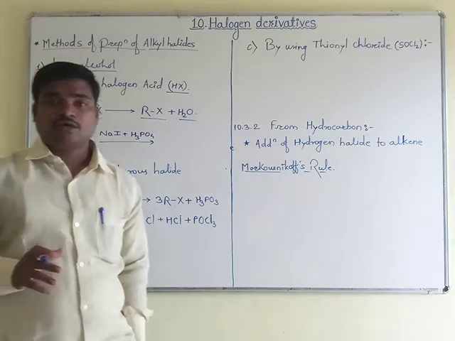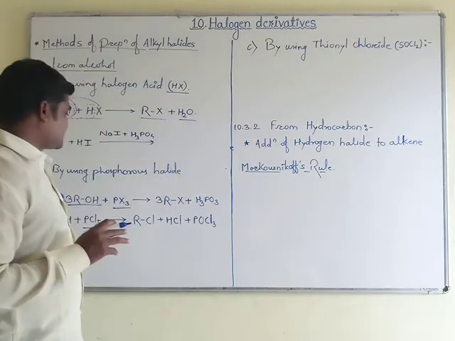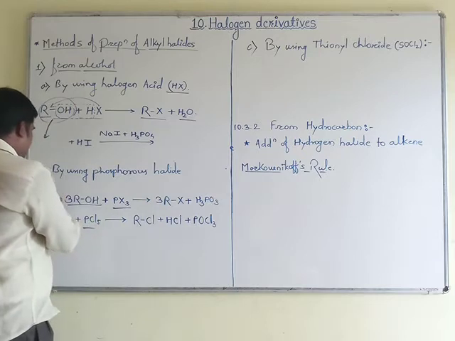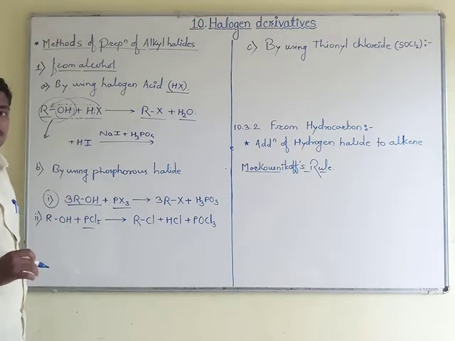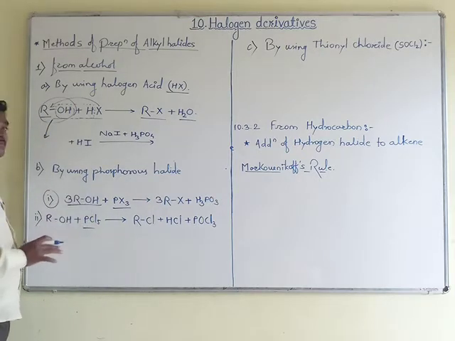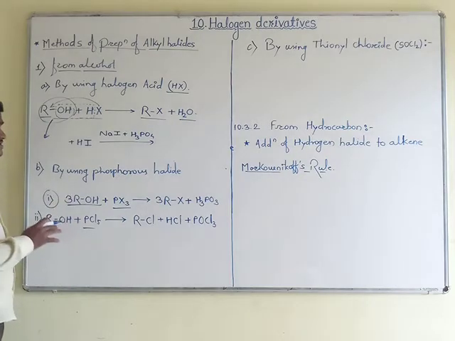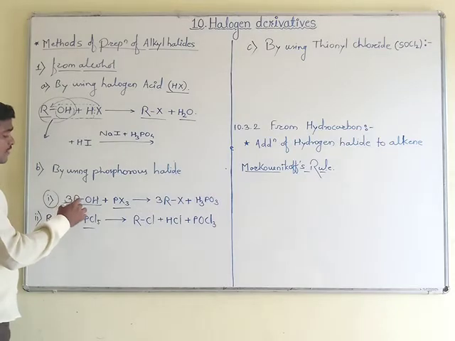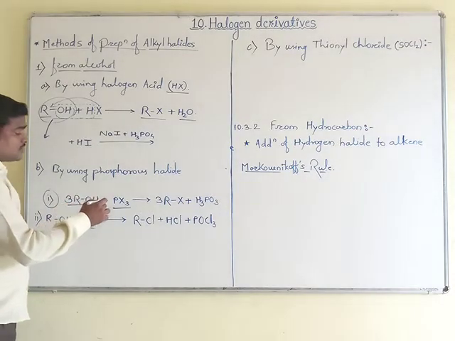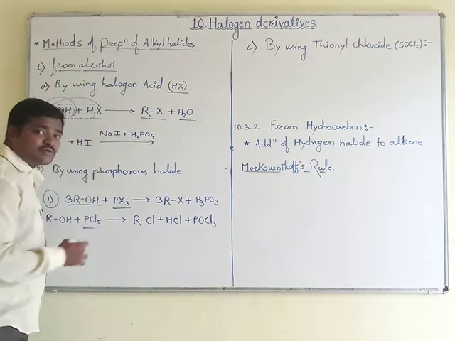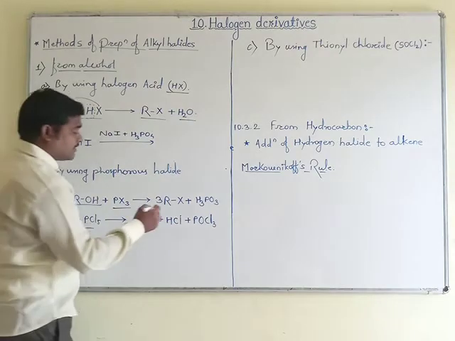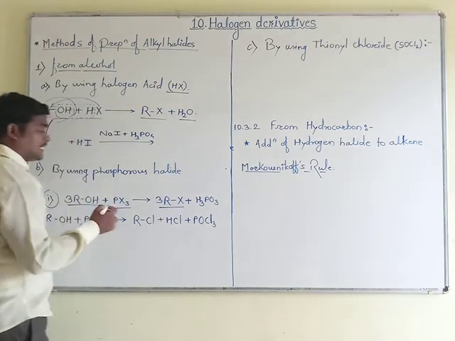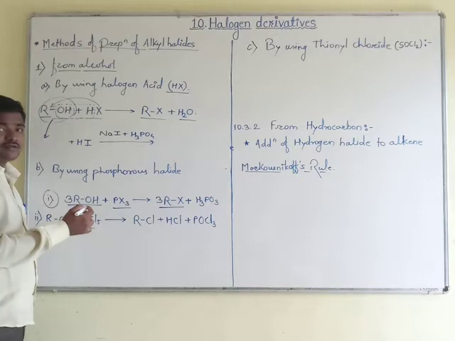Okay. Now here in this case, that is in the first type of reaction, we will take its example. Actually, in the first reaction we will see what happens. Now when an alcohol reacts with phosphorus trihalide, we will get its corresponding alkyl halide like this. So this is the general reaction.